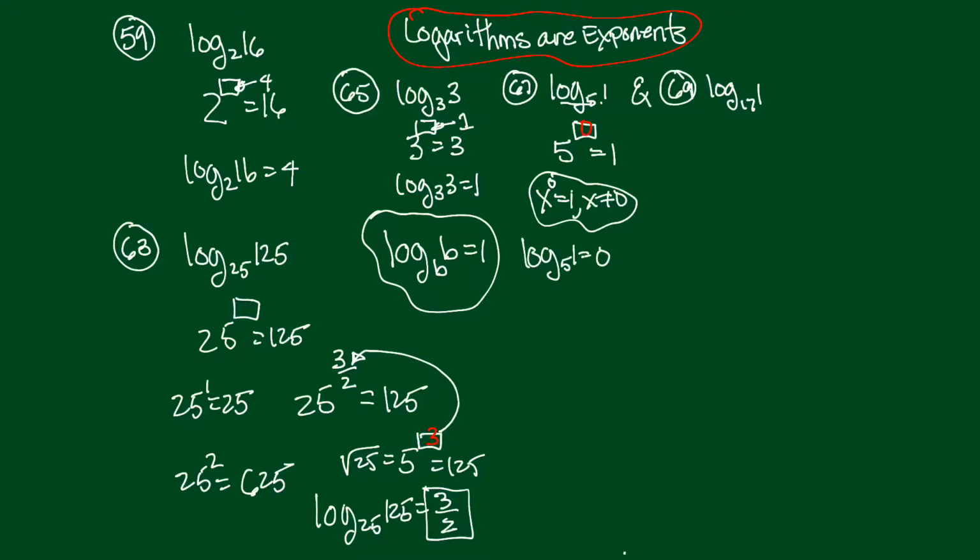And that's going to be the same thing that happens over here. What exponent would you put on 17 to get you to 1? It says 0. So the log base 17 of 1 is 0. In fact, let's make a general statement here. Let's say this. If you have the log of any base of 1, that is 0.